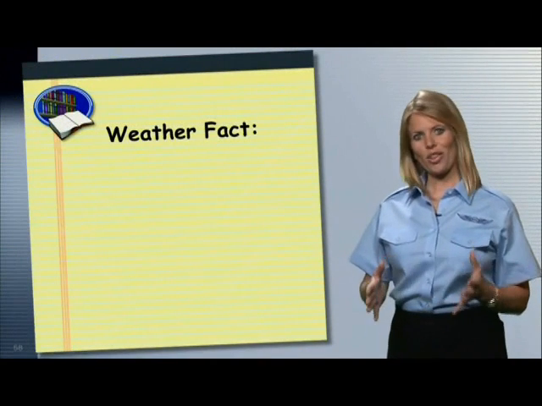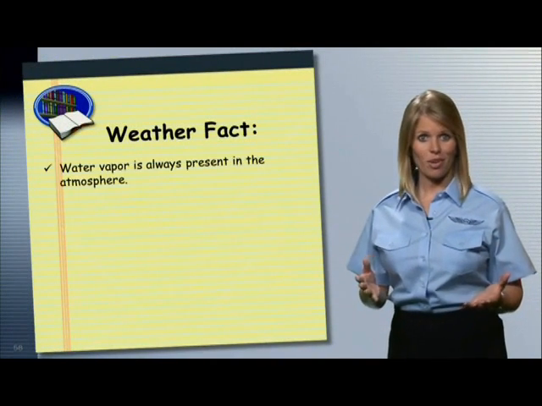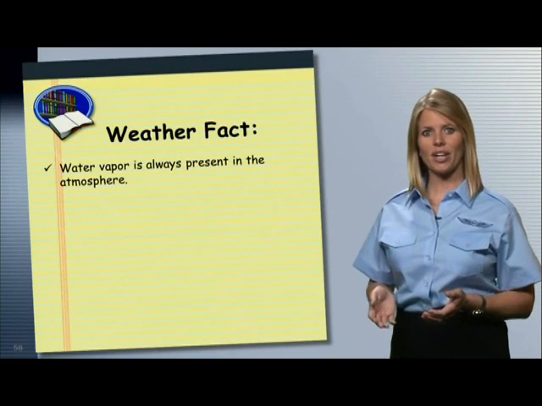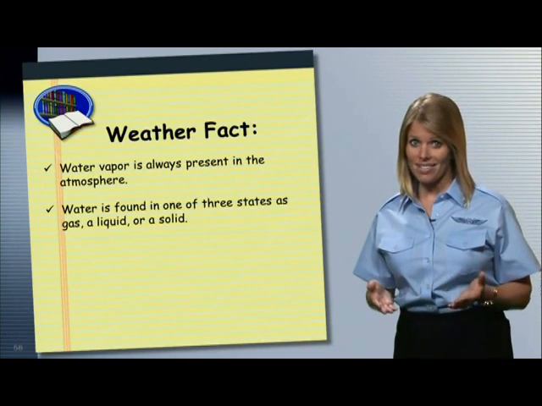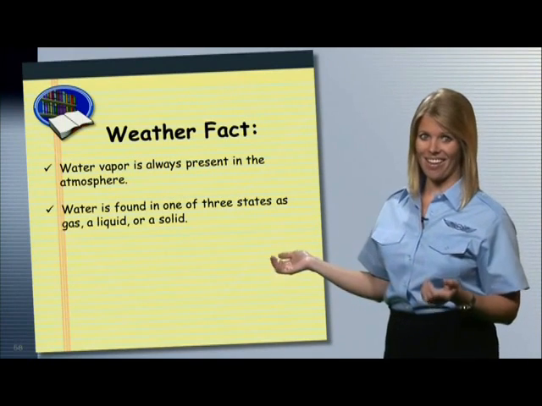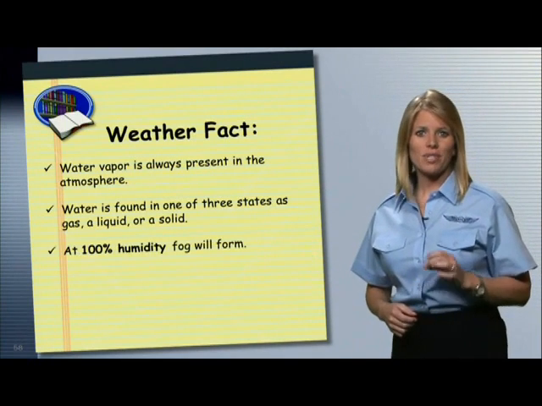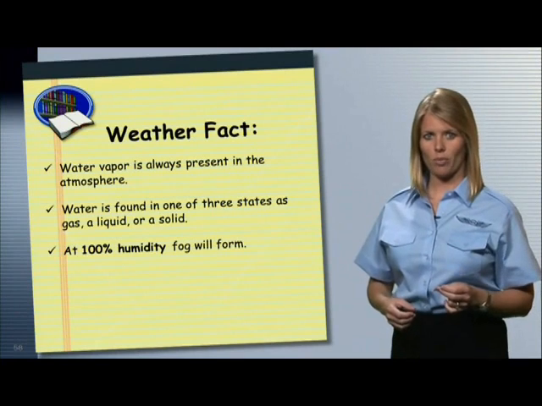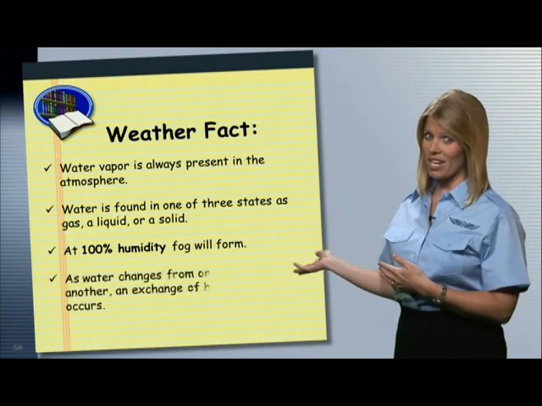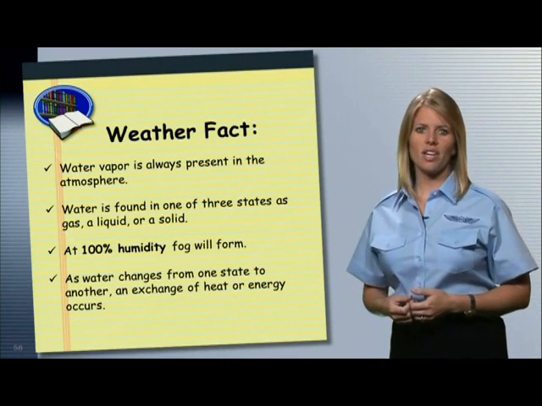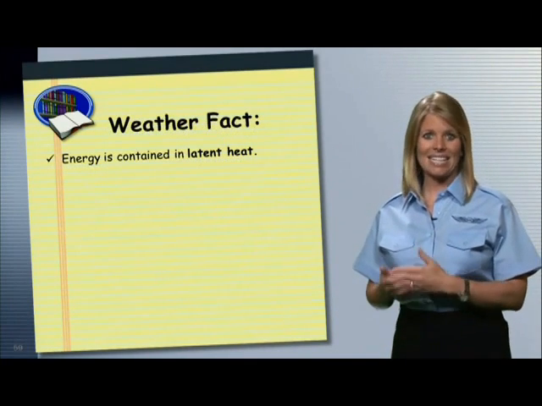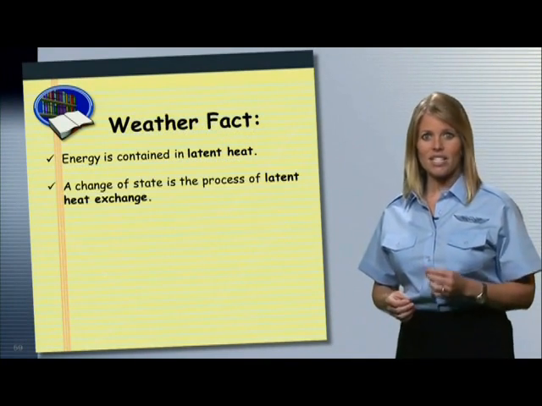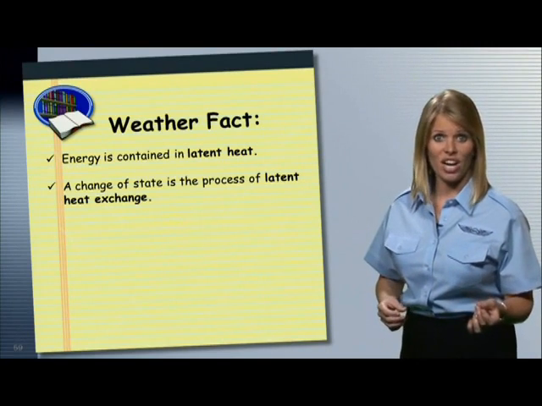Here are more weather facts. Water vapor is always present in the atmosphere and can be found in one of 3 states. It can be a gas, a liquid, or a solid. At 100% humidity, fog will form. As water changes from one state to another, an exchange of heat or energy occurs. Energy is contained in latent heat. A change of state is the process of latent heat exchange.